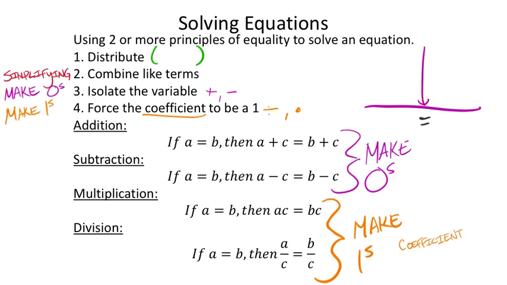Okay, and again, just to reiterate this from the bell work, the coefficient is the number being multiplied by the letter. So, if we saw something like 2x, it would be an effort to make the coefficient, which in this case is a 2, to make it a 1. And we do that simply by dividing it by itself. This is the process for solving equations, which we've seen many times.